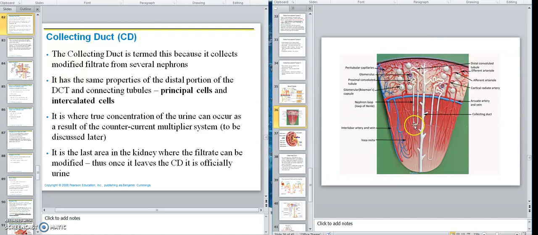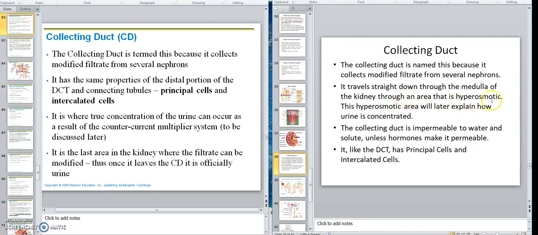Now we're going to talk about that a little later. So what I just spoke of, that hyperosmotic area outside, sets the stage for the concentration of urine. The collecting duct is impermeable to water and solute unless hormones, particularly ADH, make it permeable. What they do is to stick in the aquaporins 2. The aquaporins 2 are the ones that are put in under hormonal control. It, like the DCT, distal convoluted tubule, has principal cells and intercalated cells. Okay?